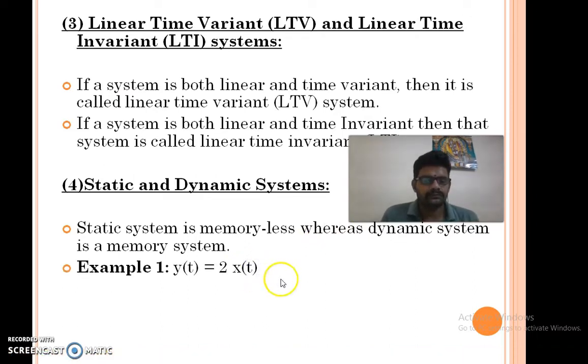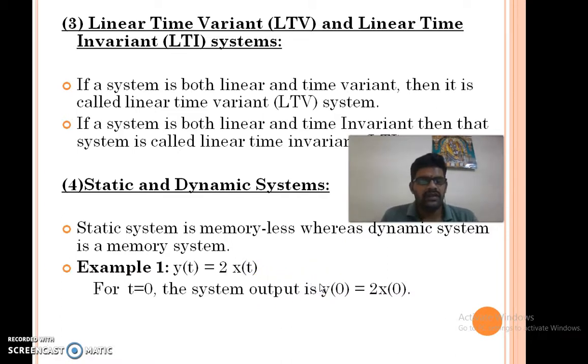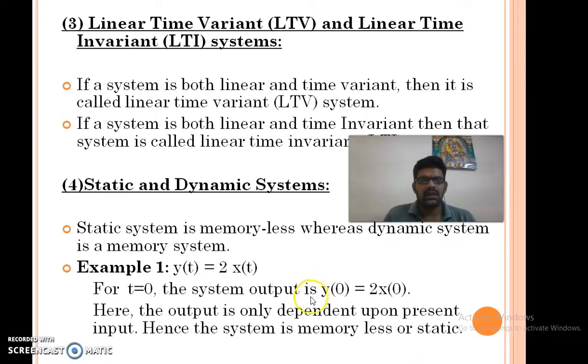For example, y of t is equal to 2 into x of t. y of 0 is equal to 2 into x of 0. Similarly, y of 1 is equal to 2 into x of 1. At any time, the output depends upon the present input only, so it does not require any memory.